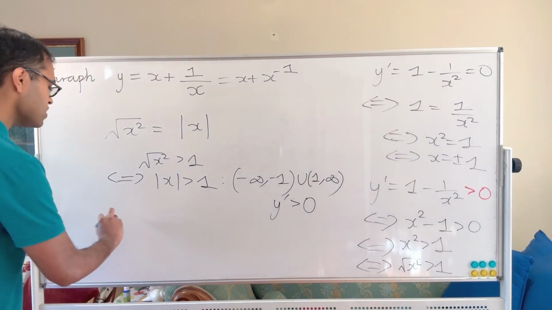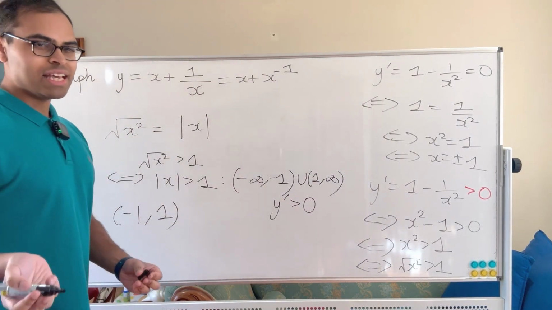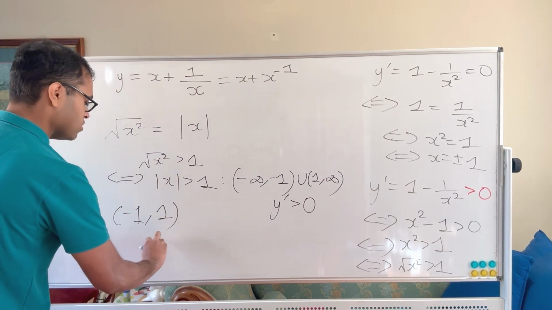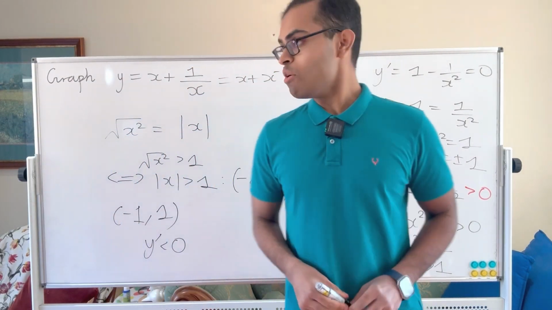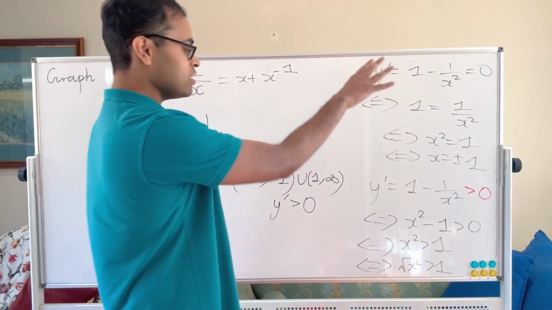Okay, so when you have the interval minus 1 to 1, that's when the absolute value of x is less than 1. That's going to be when the derivative is going to be negative. So you have y prime less than 0 there. Okay, so we've got these two intervals, and now we know when f is increasing or decreasing. So let's neatly summarize our information here.